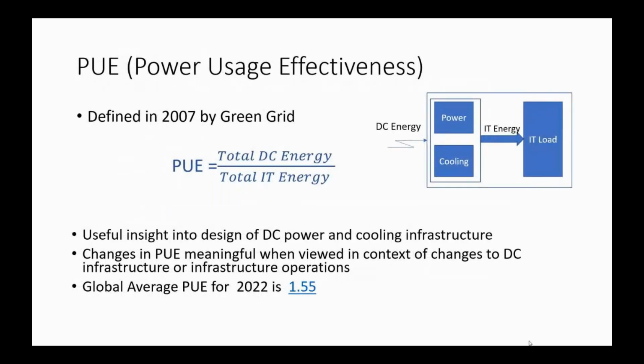So PUE was defined in 2007 by Green Grid. It's the ratio of data center energy to IT energy. So you put in a megawatt and let's say 500 kilowatts went to your IT load, then your PUE is 2, right? So half as efficient as you should be.